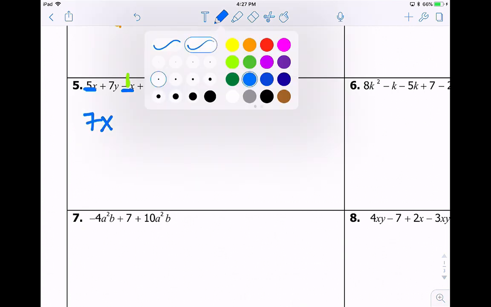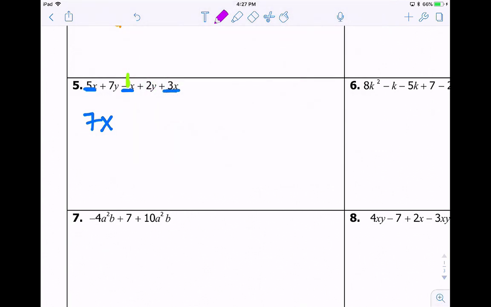And then we're going to do the same thing with the y's. Now we have a positive 7y and a positive 2y. We put those together. Positive 7 plus 2 would be positive 9y. So our final answer in simplifying that expression is 7x plus 9y.